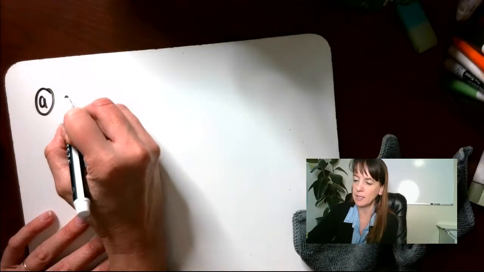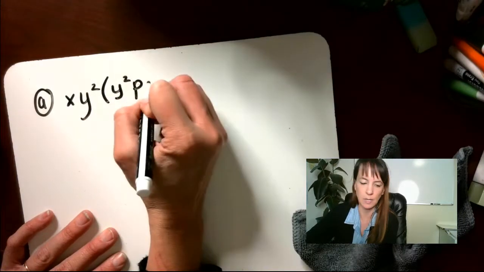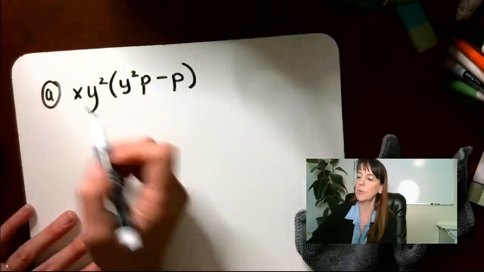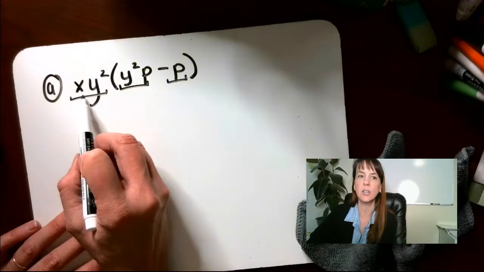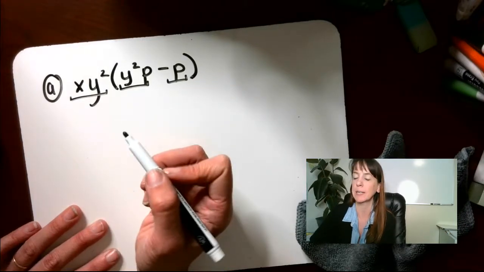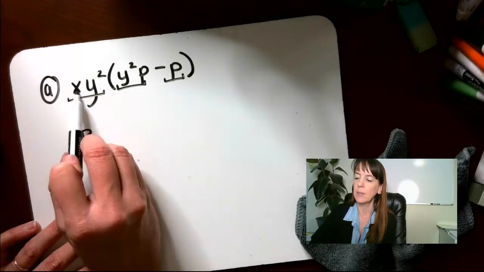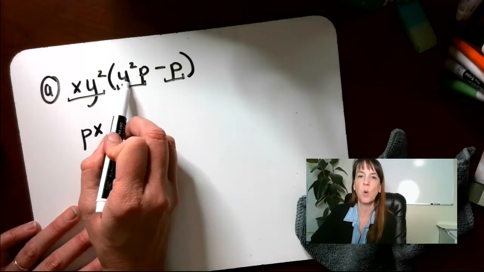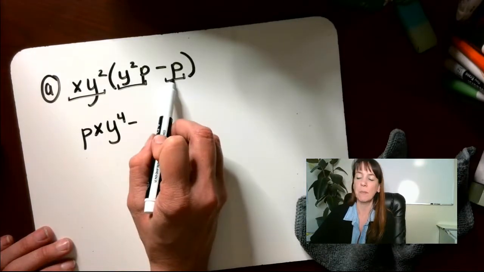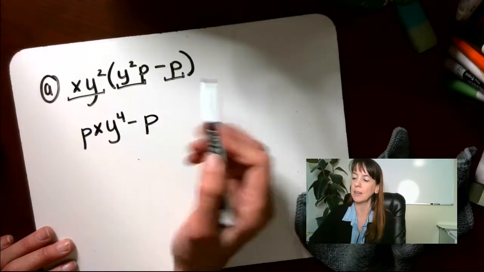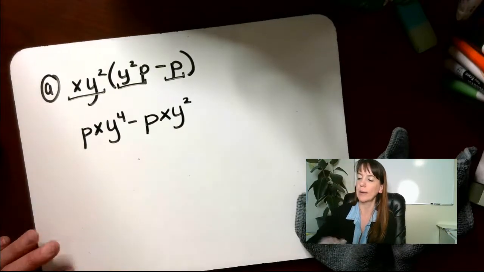So we get x, y squared, y 2p minus p. All right, so we've got this chunk here, this chunk here, this chunk here. We're going to take this chunk and multiply it by that chunk. We're going to do it in alphabetical order. So I see there's a p here, so we're going to do p, and then we have an x, and then we have y2, which gives me y to the 4th. All right, minus, we have a p here and an xy. We're going to do a p here, and then x, y squared.